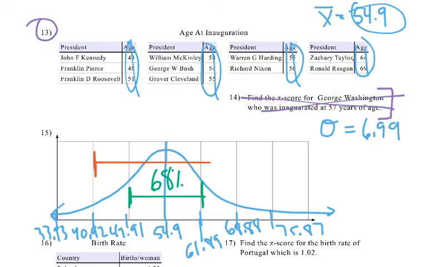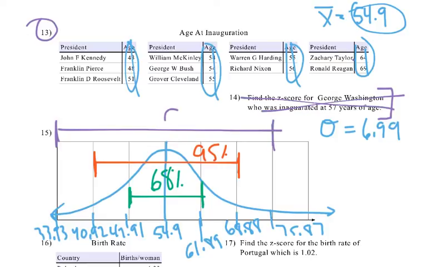2 standard deviations away, we're going to have 95% of them, right? And then 3 standard deviations away, we'd have 99.7% of them within that. So most likely we're not going to get like an 80-year-old. And we can't get like a 32-year-old because you have to be at least 35 to be president.